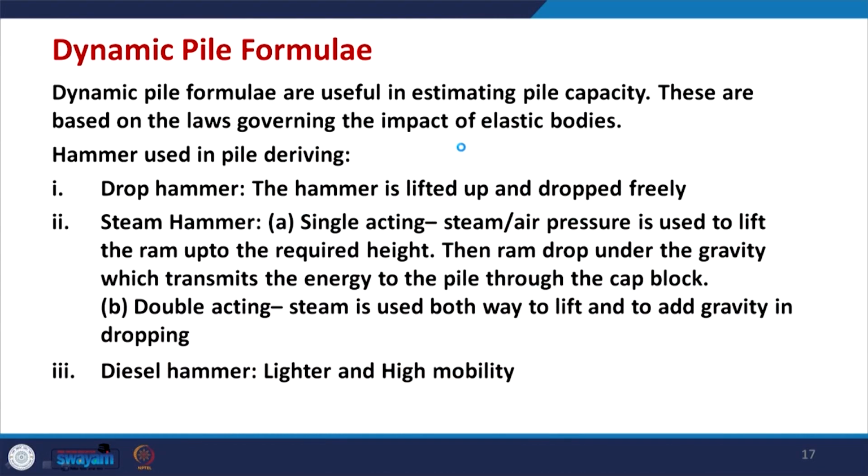In case of drop hammer, the hammer is lifted up and dropped freely, that means there is no force, it is dropped freely and lifted by whatever mechanism it has. So, no extra force is applied. But there are steam hammers, of two types, which are called single acting and double acting. In single acting hammer, what is done? Steam or air pressure is used to lift the ram up to the required height. So with some force it is lifted, but when it reaches the desired height, then it is dropped under gravity. No force is applied when it is falling down. So, that is the case for single acting hammer.